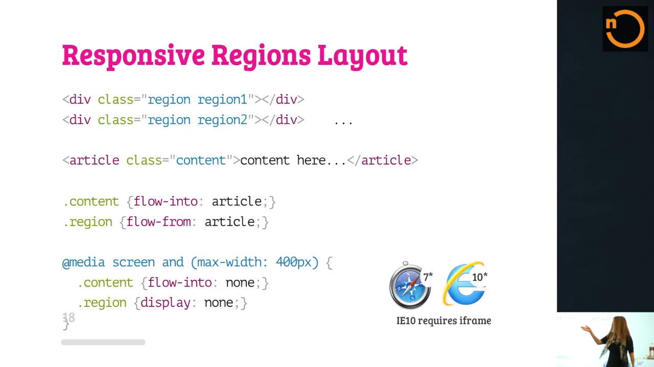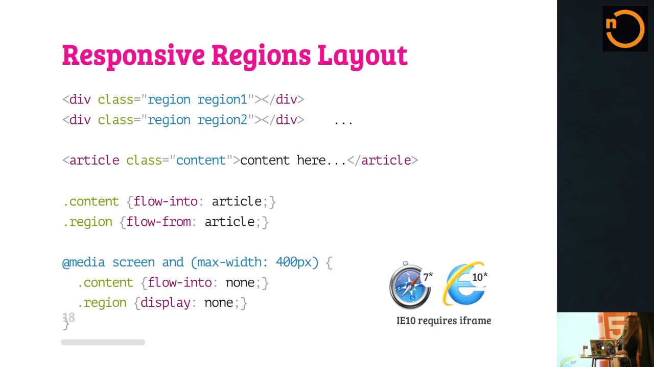I didn't include all the CSS for each region 1 and region 2, but you can define whatever you want. But this is for mobile. So when the browser window is small, you don't want those special layouts, right? So just make it flow-into none and display none. So you don't even bother displaying this part. So this is how I did it.